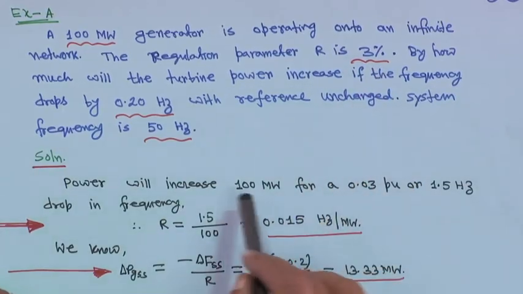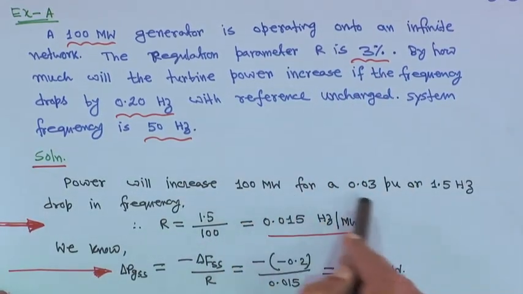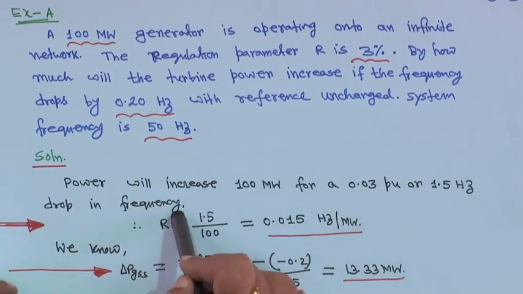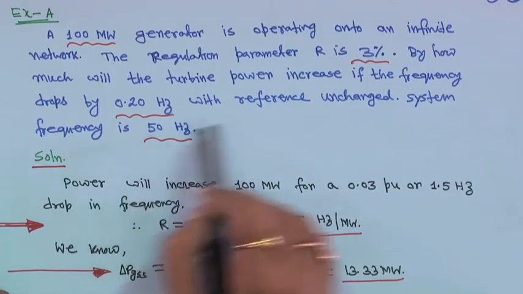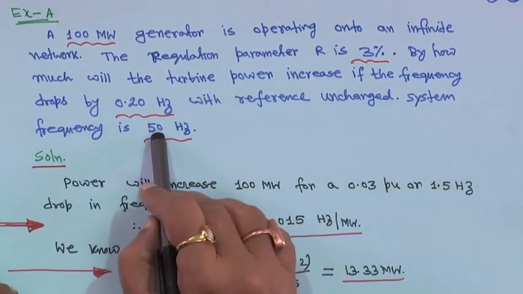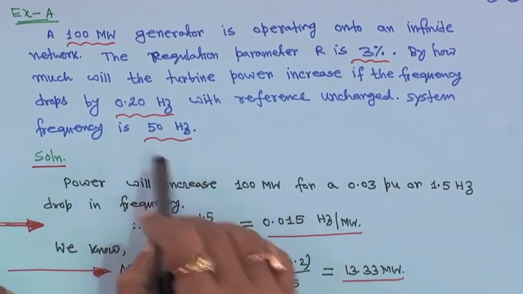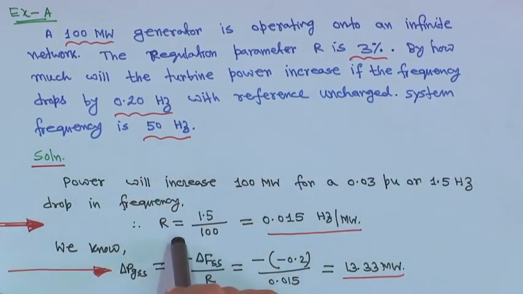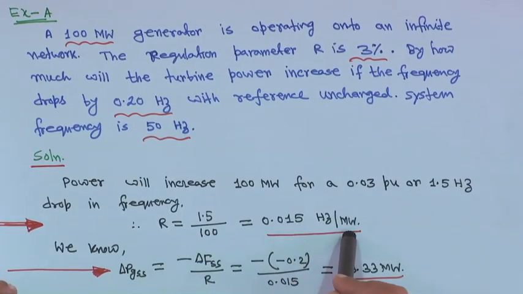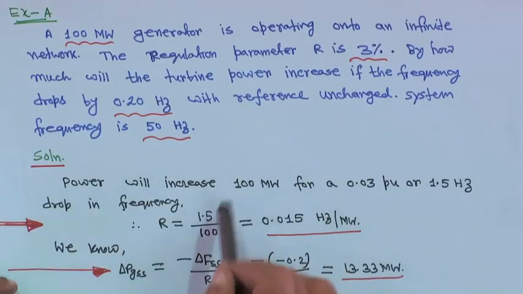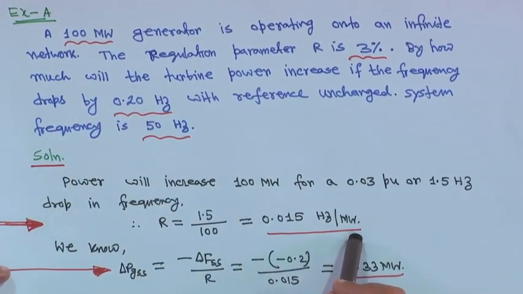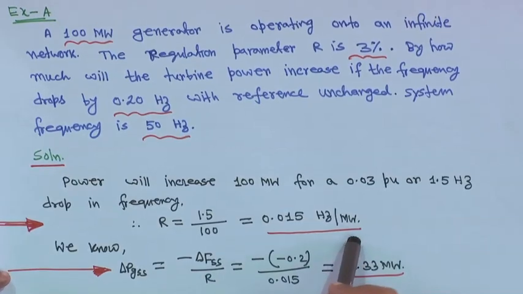R is 3% means that power will increase 100 megawatt for a 0.03 per unit or 1.5 hertz drop in frequency, because it is a 50 hertz system. So 3% of 50 hertz means 1.5 hertz. It is understandable, the 3% of 50 hertz is 1.5. So R will be 1.5 upon 100, that is 0.015 hertz per megawatt. It is 100 megawatt, and we are not converting to per unit, so it is hertz per megawatt.